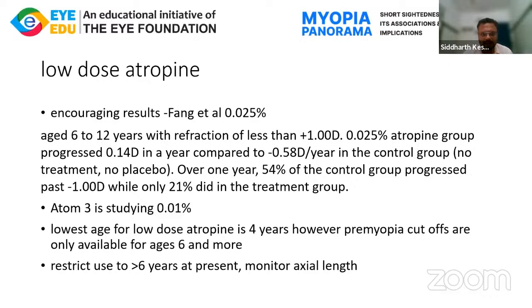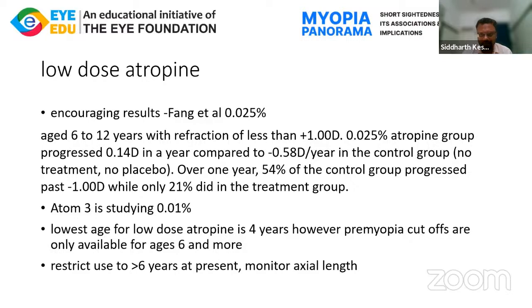There was a trial done in 2010 which showed that children who were diagnosed as pre-myopia, when put on atropine, had a lower risk of developing myopia in the subsequent year versus the same group of children who were not given the atropine. The ATOM 3 study is ongoing right now, which is going to check whether 0.01% actually prevents the onset of myopia. The results will probably be out next year.